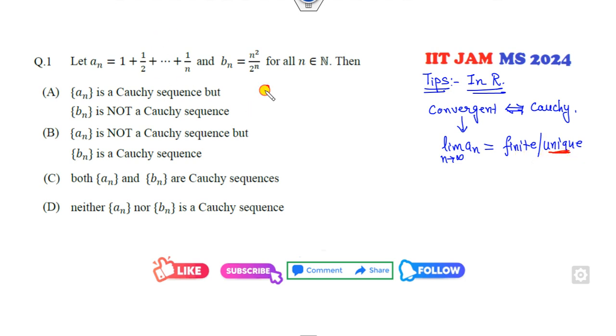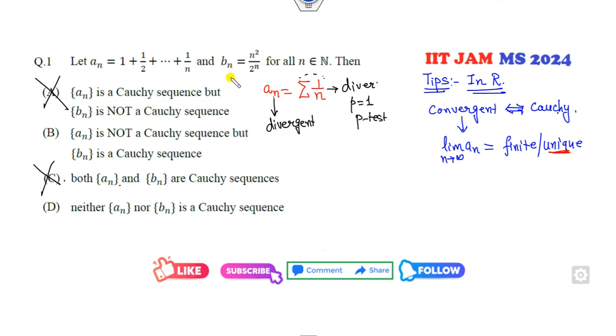Now look at the first part, an. What is that an? I can write this as 1 over n. Now you can see this is a divergent series. Why? Because p is equal to 1. By the p test, this series is divergent. That means an is divergent. So once an is divergent, it is not Cauchy. So option A is cancelled, B option is cancelled.